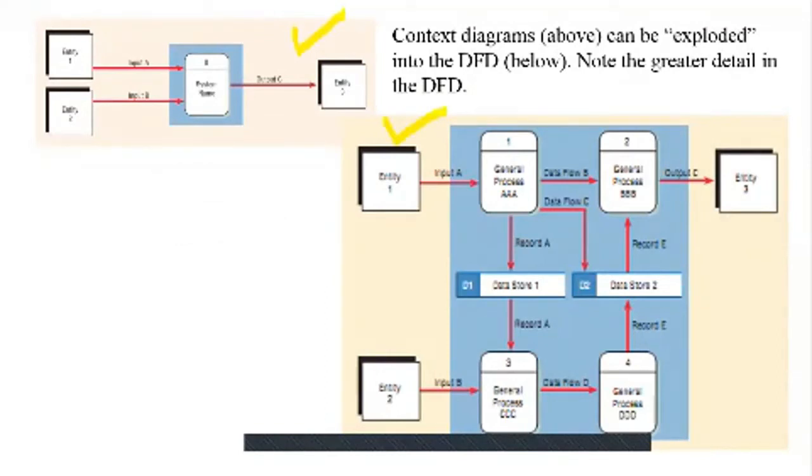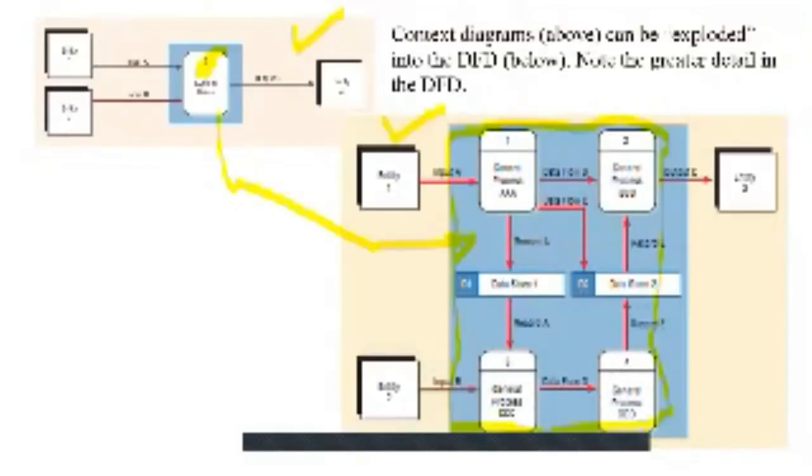For that purpose, we explode this process into different sub-processes like this. In this data flow diagram, process 0 has been subdivided into 4 sub-processes: the first process, second process, third process, and fourth process, and the data store is also represented in this data flow diagram. But here the number of entities remains the same. In the context diagram there were only 3 entities, and in the DFD also we get only 3 entities.